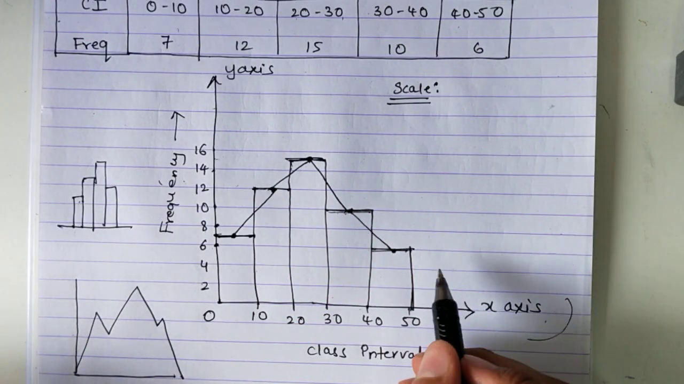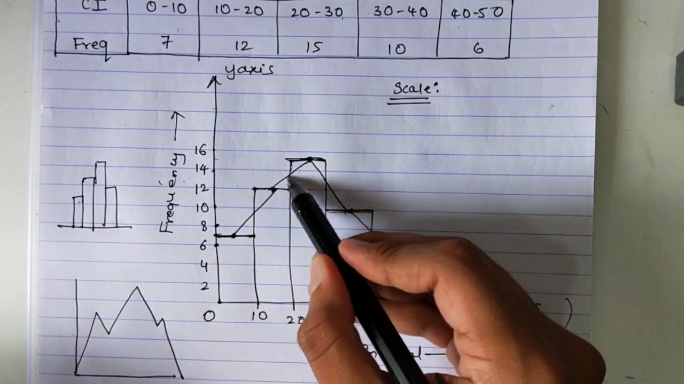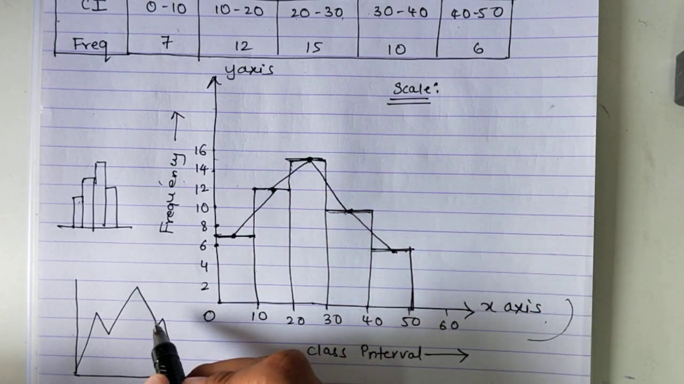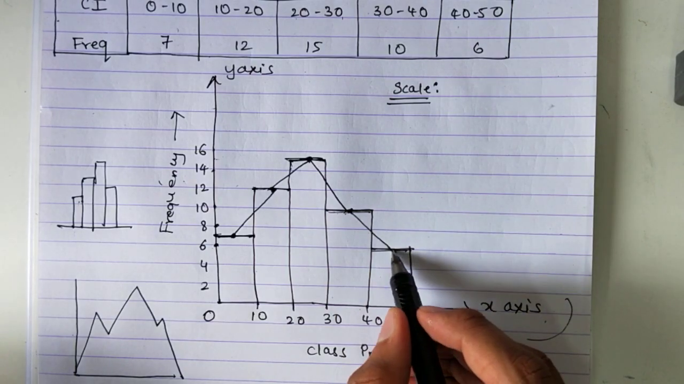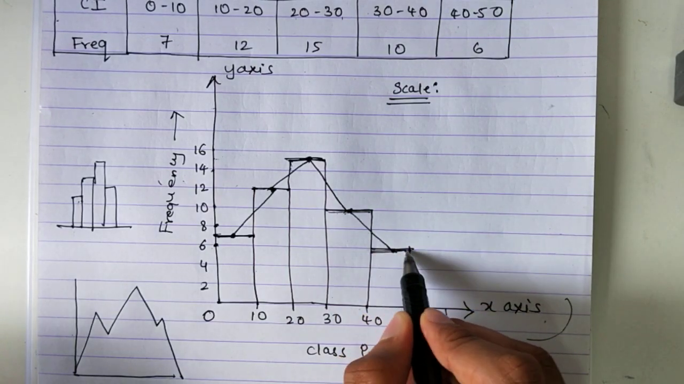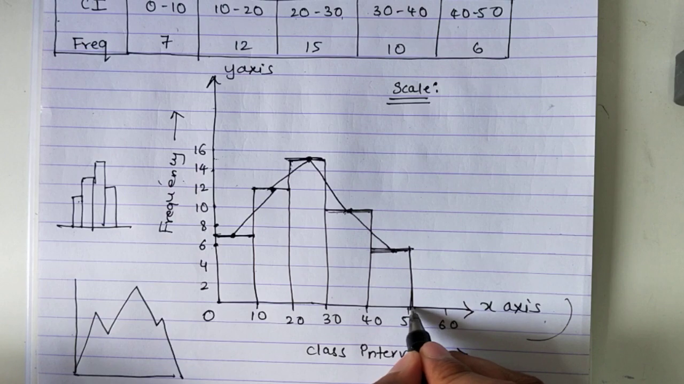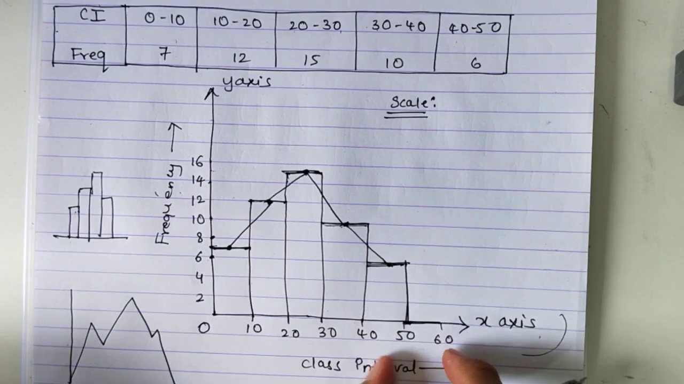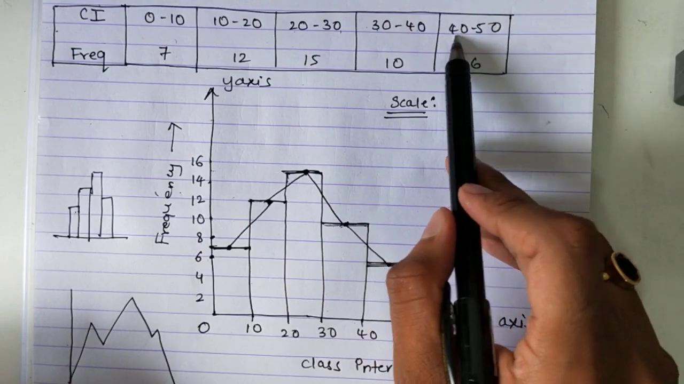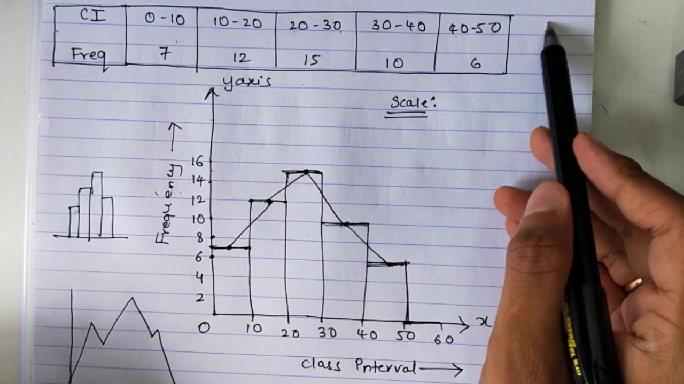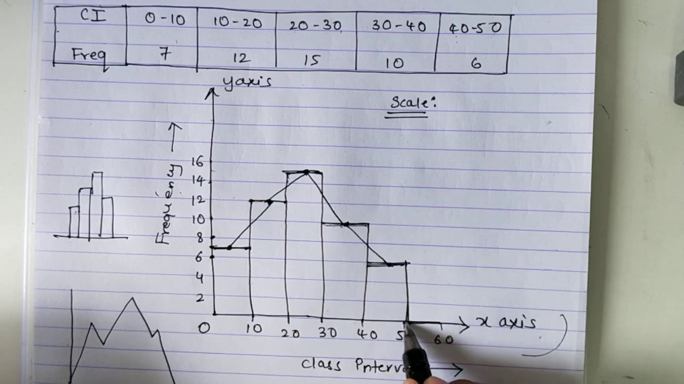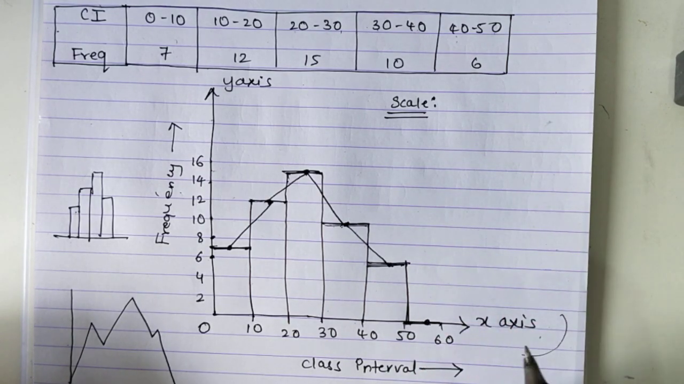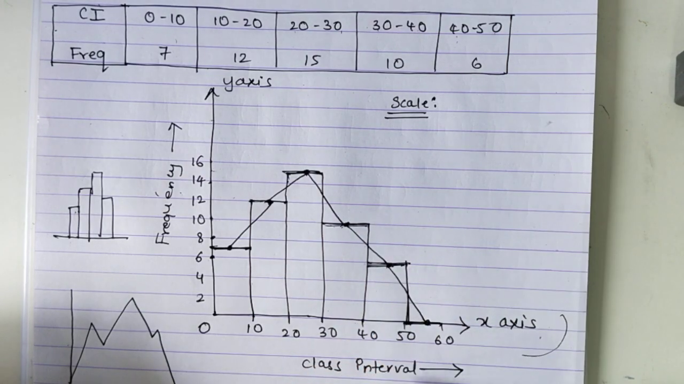Okay, you have started from here, you marked. Now we have to end this line also. So how to do that? This was the last one. After this, we must make one extra class interval. My last class interval was 40 to 50. I will make one extra class interval while drawing the diagram. So I made 50 to 60 also. The midpoint of this interval, 50 to 60, I will join it here and I will end my line here.